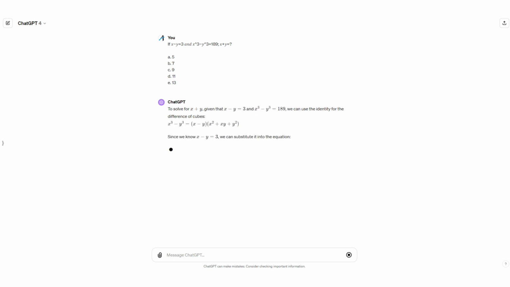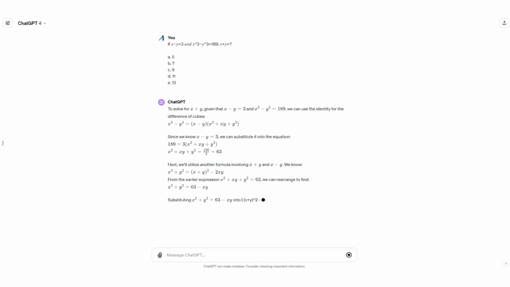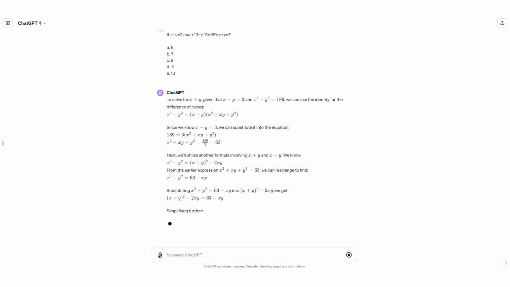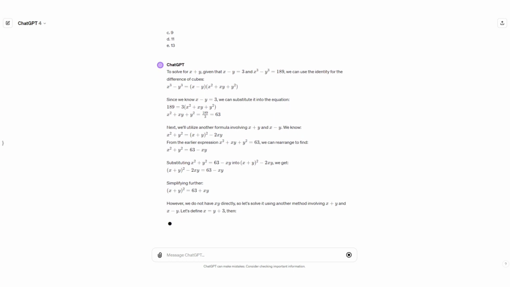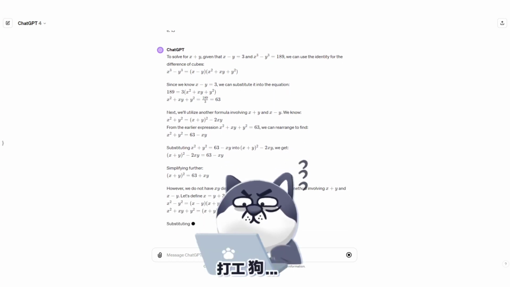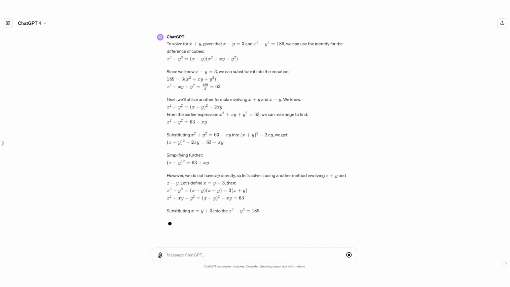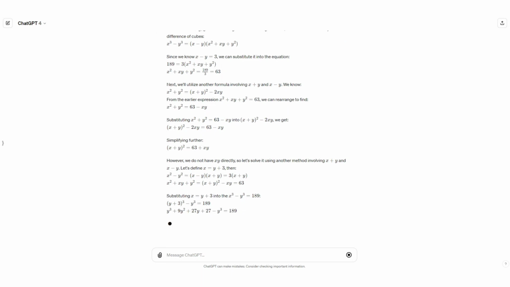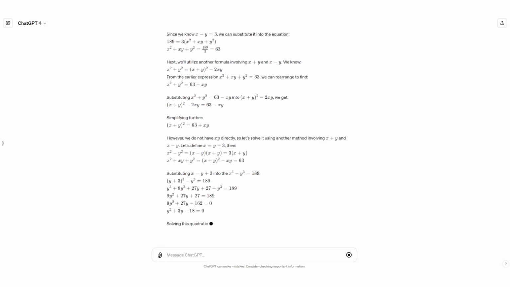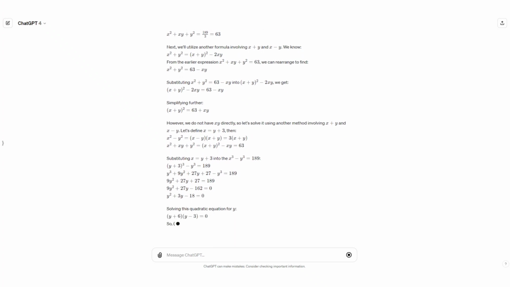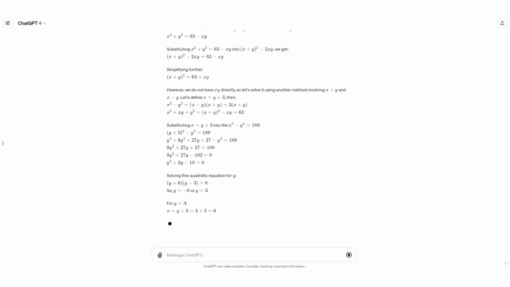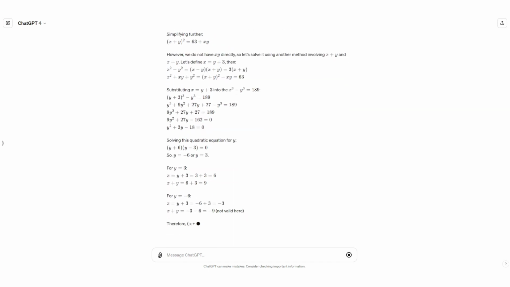It's now analyzing the problem. It's still trying to solve the problem. It's almost a minute now. Alright, it gave us the correct answer. Option C, 9. It took us some time to get the answer from ChatGPT.